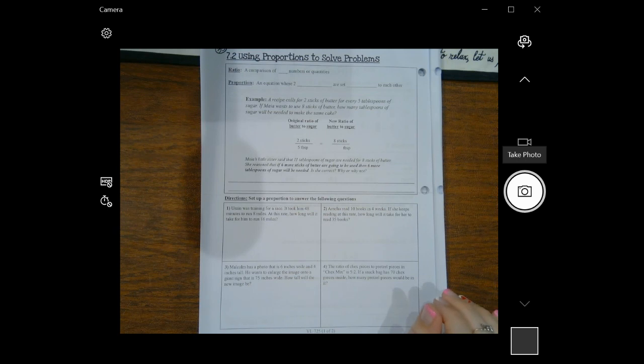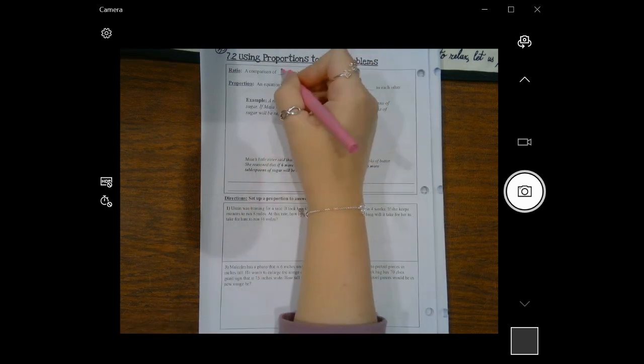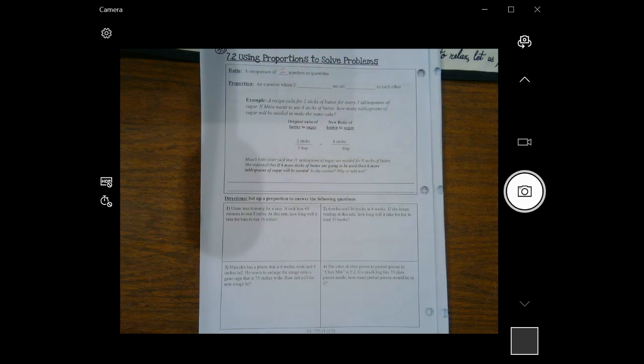Hello, my little mathematicians. Today, we're going to take a look at VL-725 of using proportions to solve problems. Remember that a ratio is a comparison of two quantities, and quantities is just a fancy way of saying a way of comparing two different things, such as cats to dogs, apples to oranges, and so on.